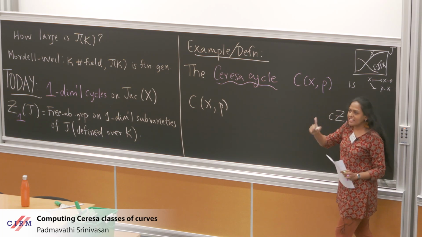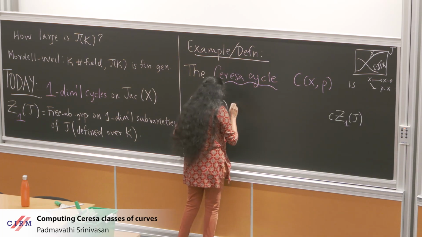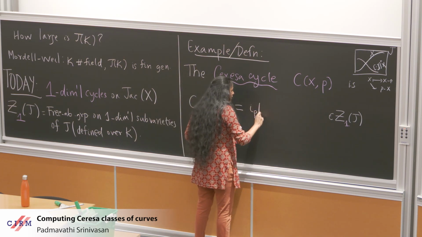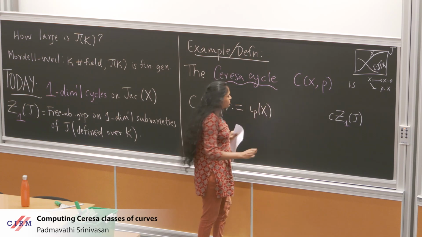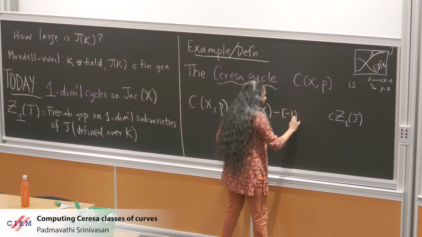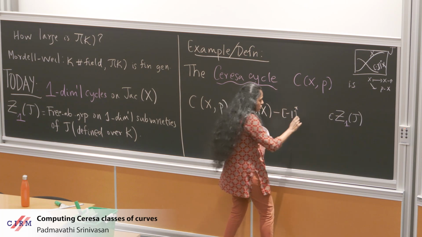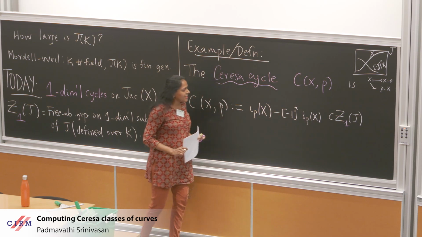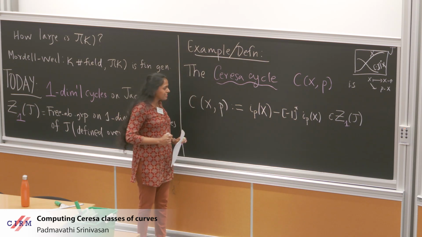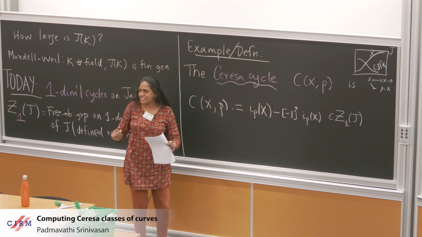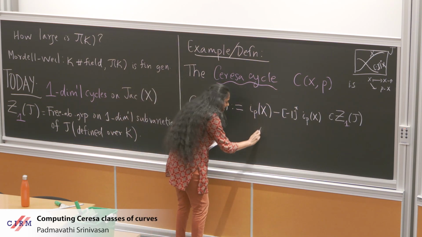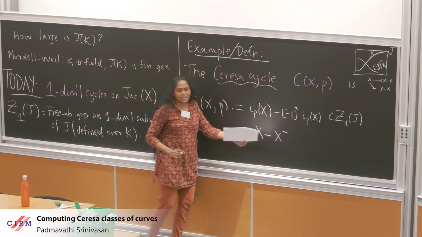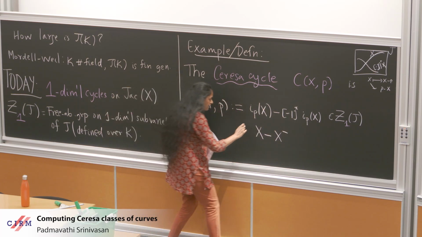And I'm allowed to take linear combinations. So I'm going to look at the difference. So the Ceresa cycle is the image of the curve in the Jacobian minus its pullback by -1. And if you want a nice sing-song way to remember what this is, you can just sing x minus, but you should put the minus signs in the right places. So this is x minus x upper minus, by which I mean the pullback of x by -1.